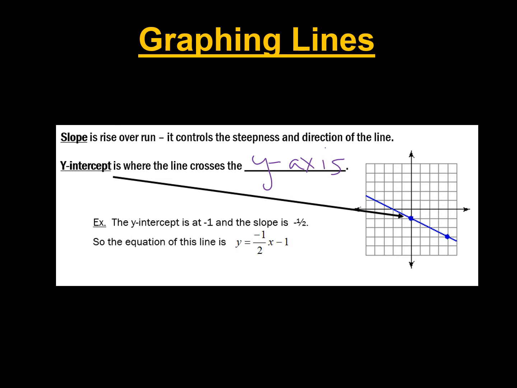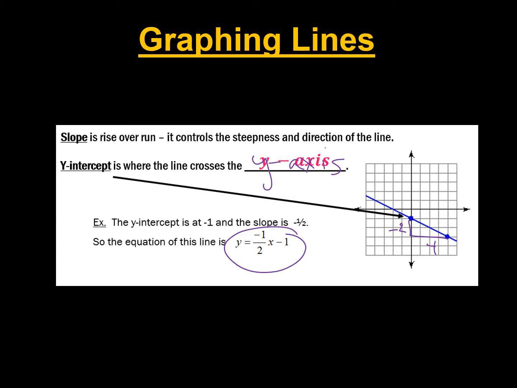And then the slope, if I calculate that like we did last time, I have -2/4, which simplifies to -1/2. So you can see they wrote the equation here, y equals -1/2 x minus 1, where that slope is next to the x, so -1/2, and the y-intercept is that separate number.